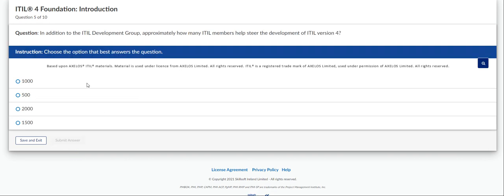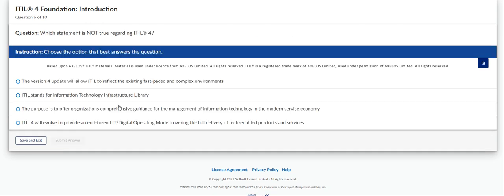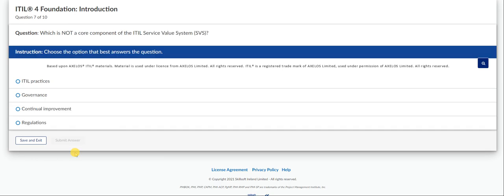In addition to ITIL development group, it was 2000. Next question is which statement is not true regarding ITIL 4? This one is the answer. Which is not a core component of the ITIL service value system, SVS? I think it was regulations that we answered earlier. Yep. What is the goal of question at Bloom's level? To understand. Oh no, I'm sorry, to remember.